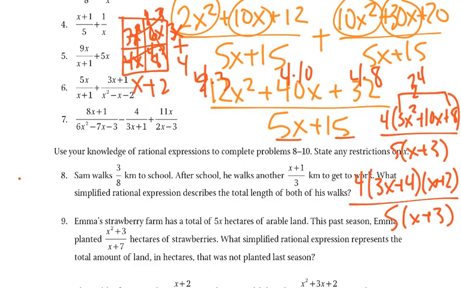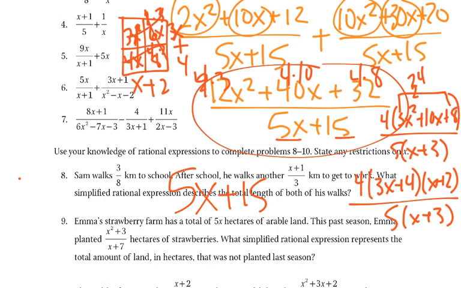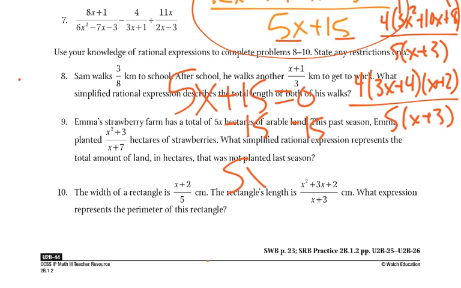Now, it just so happens that we can't pull anything out. So we could have left it like that, with a restriction of negative 3. x cannot equal negative 3. Alright, there we go, guys.